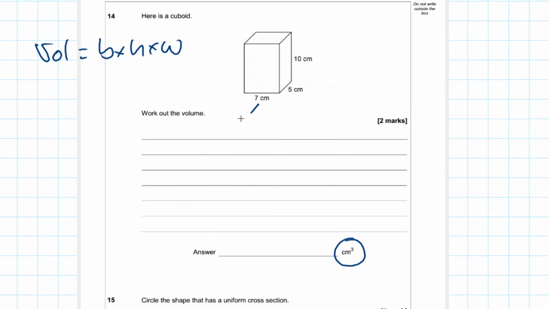So this is the base. We can see that the width is 5, and we can see that the height is 10. If you forget which is the base, which is the width, which is the height, it doesn't really matter for this question because you're going to plug the numbers in. It doesn't matter the order.